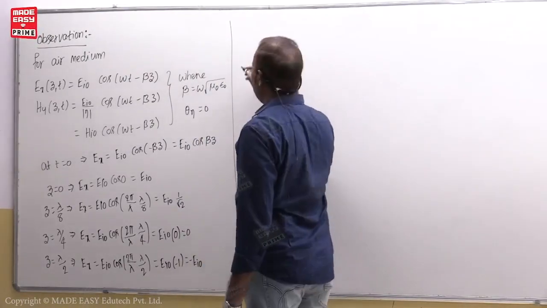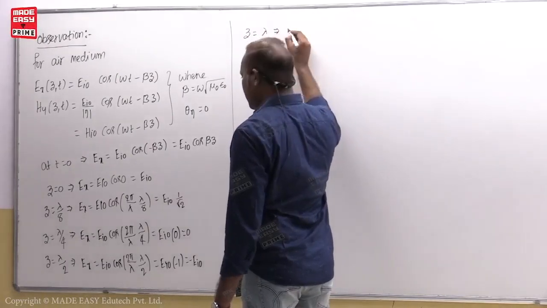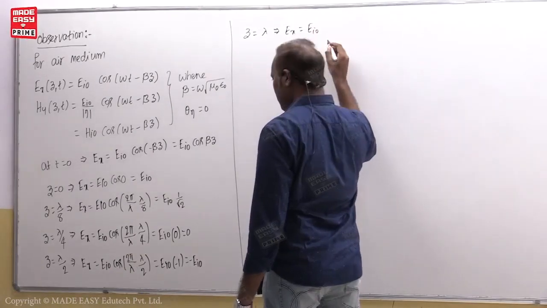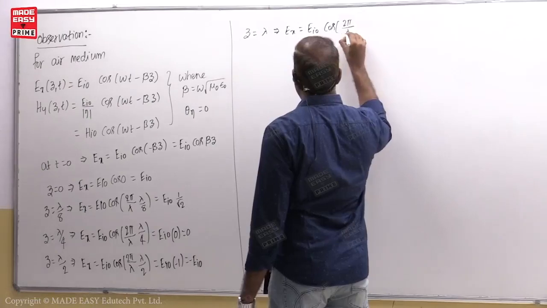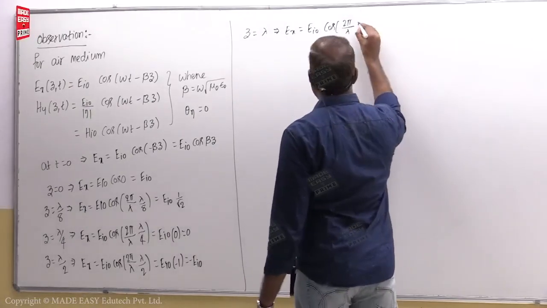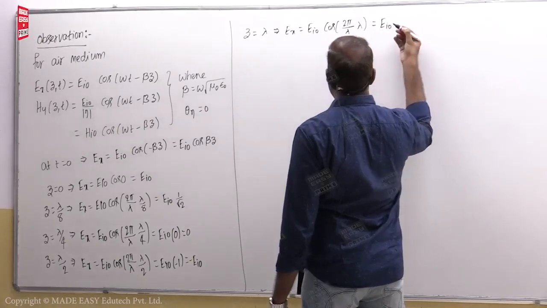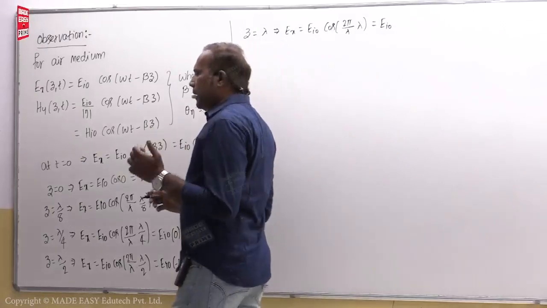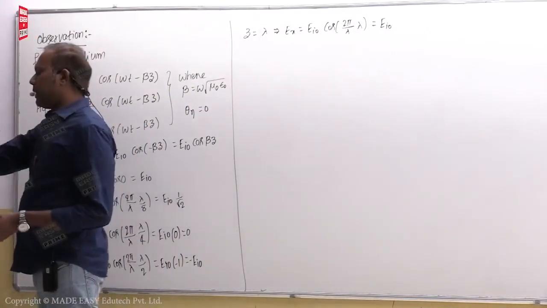In this way you can substitute z is equal to lambda. That implies Ex is equal to EI0 into cos of beta z, where beta is 2 pi by lambda multiplied with z equal to lambda. So you get EI0 into cos 2 pi, that is 1, so EI0. So if I draw the diagram, it is simply a cos signal.